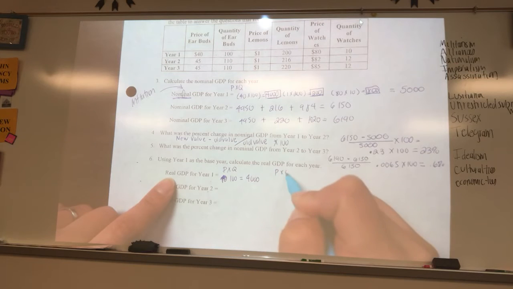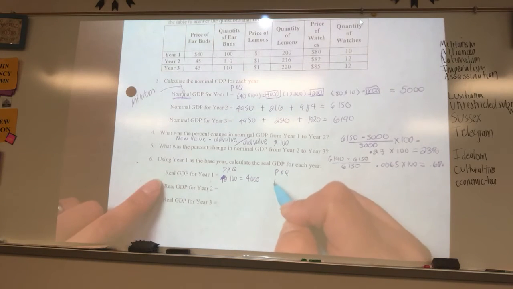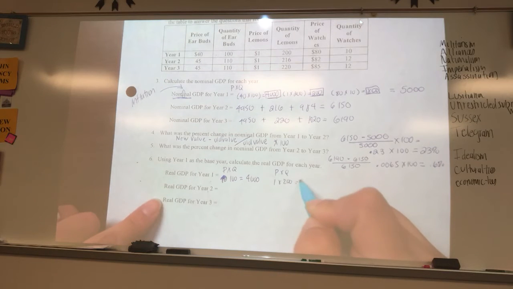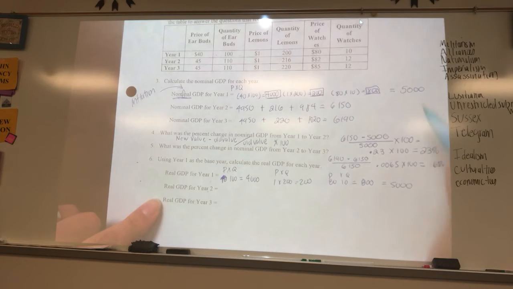Then I take the next thing, lemons, which looks like real, right? But I'm gonna show you how this is different when I get to year 2. This should give me 200. And then I take the watches, 80 times 10, right, for the quantity. That gives me 800. All of this together equals 5,000, right? Y'all see that, right? They look the same. Because always on the base year, the real and the nominal will always be the same.